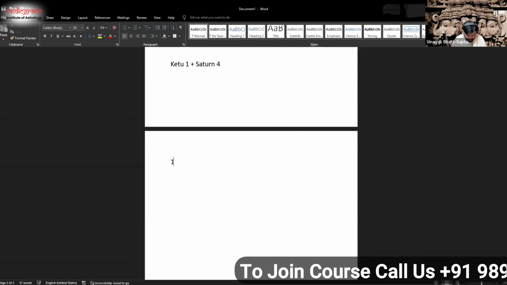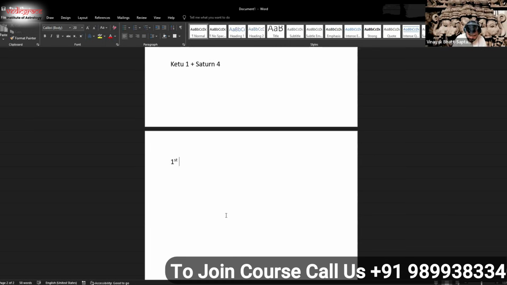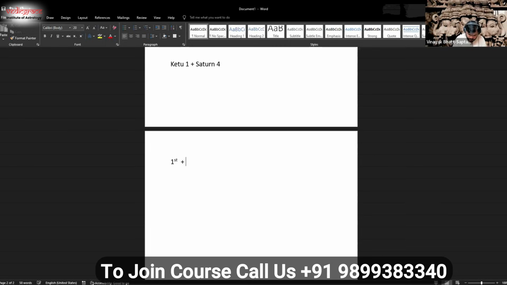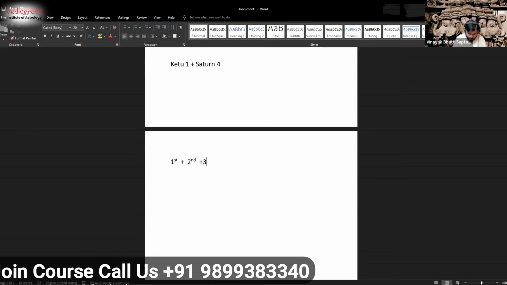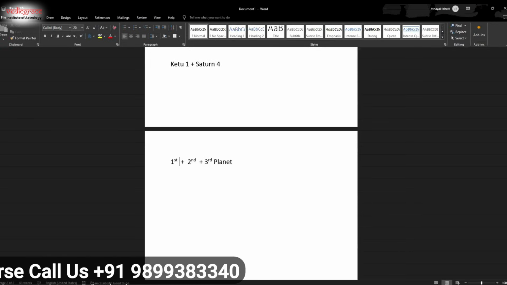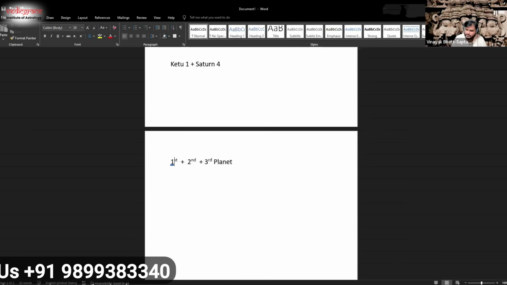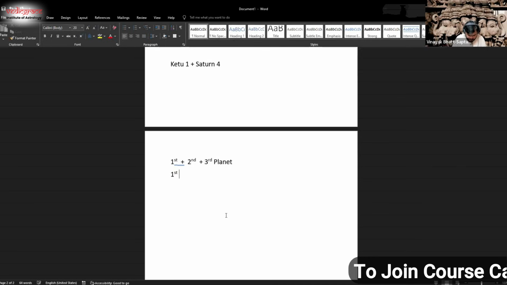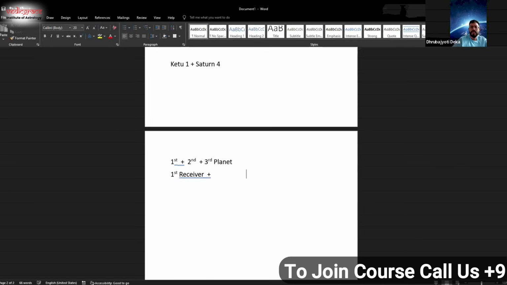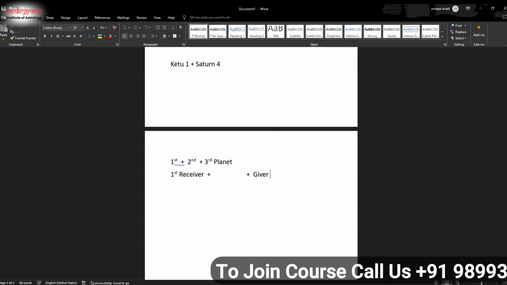Okay, so now let's say first planet plus second planet plus third planet. As we know, the first planet is the planet at the lower degree, the third planet is at the higher degree, and the second planet is in between them. So with the same logic, the first planet is the receiver and the third planet is the giver.